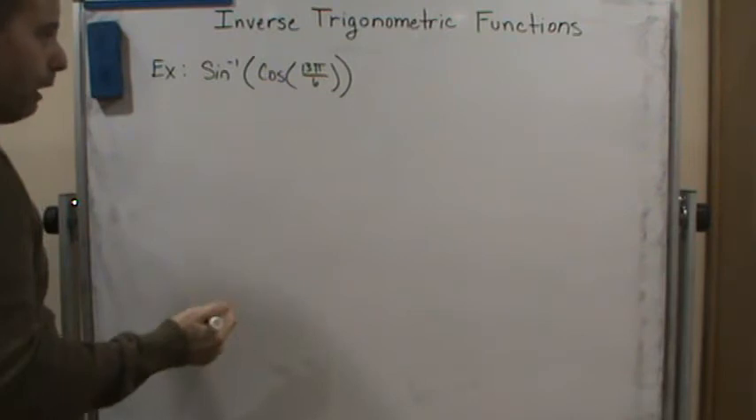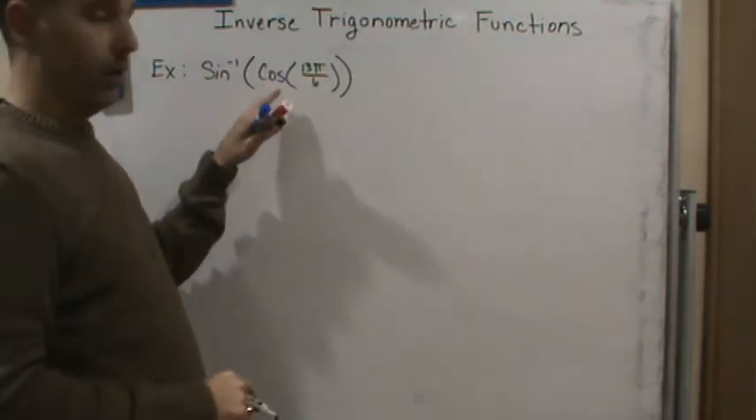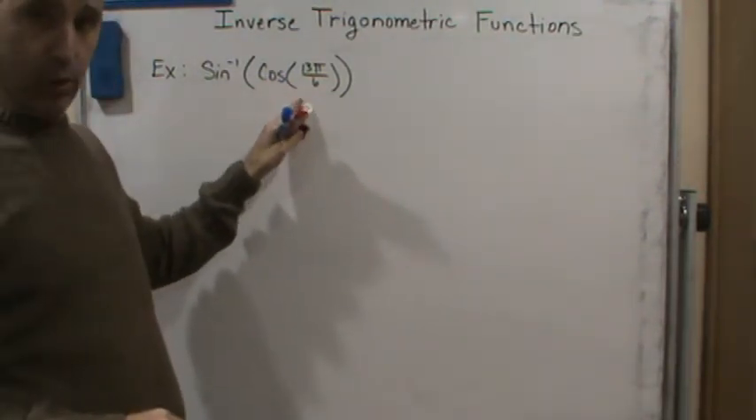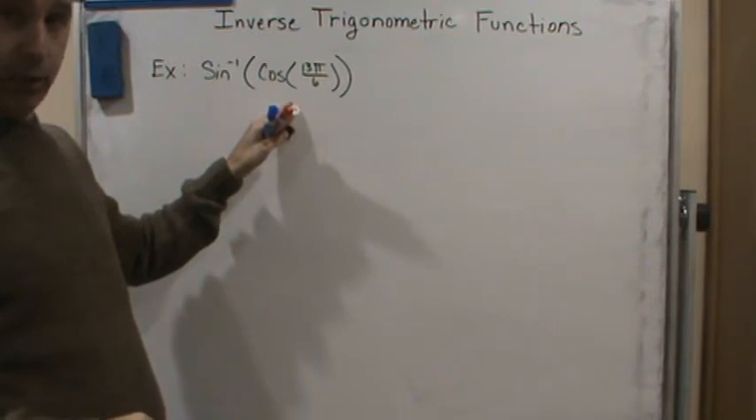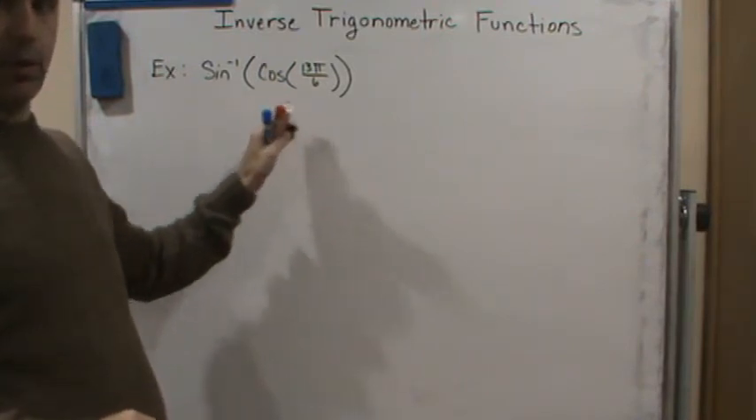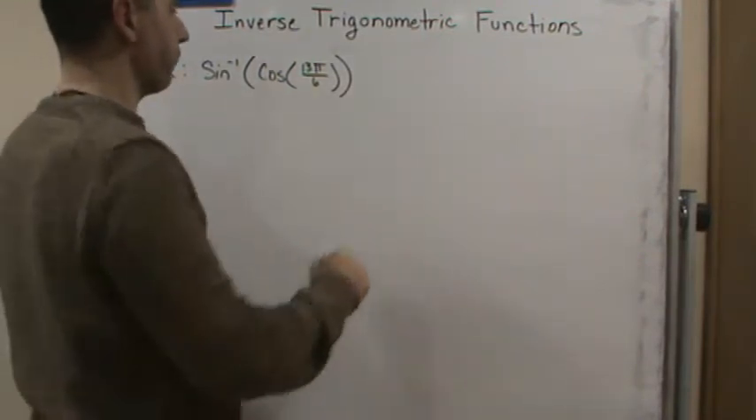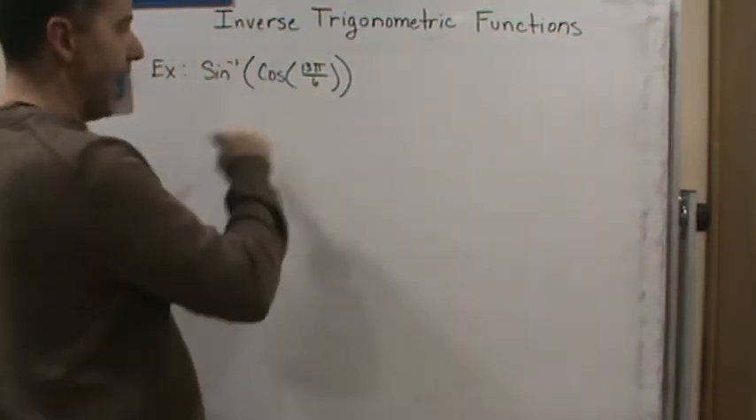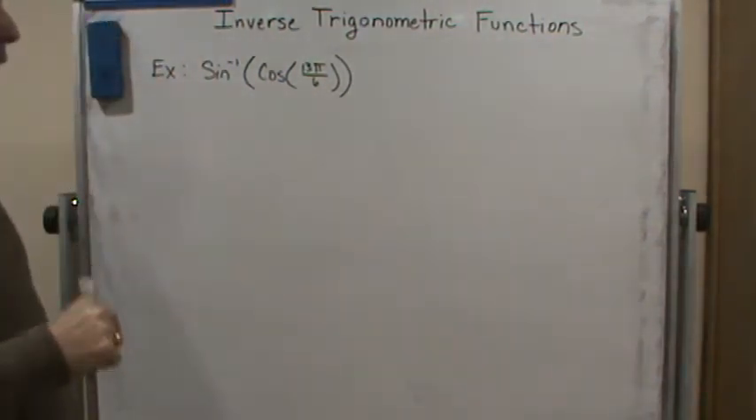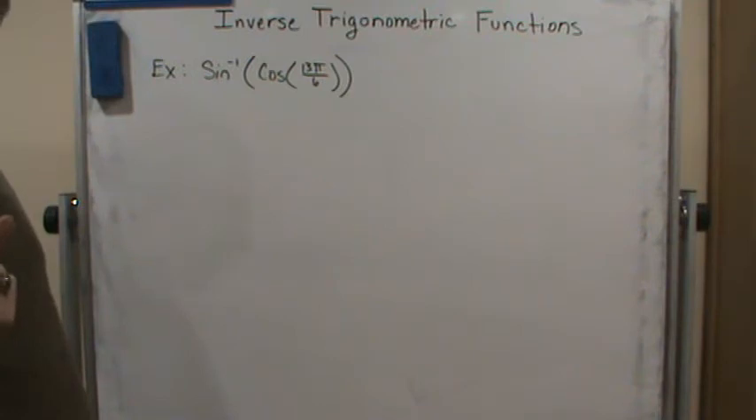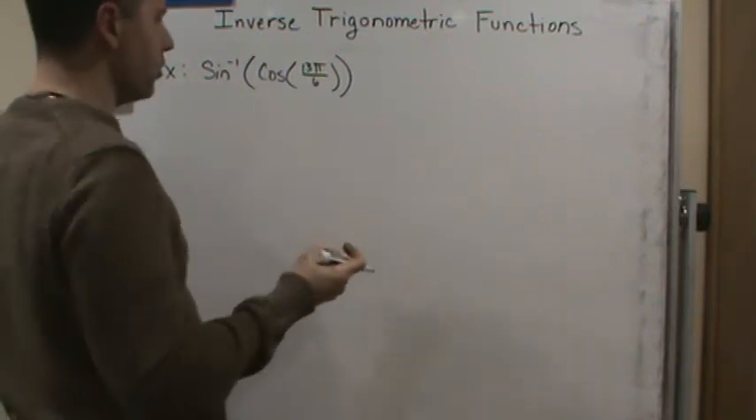over 6. Now, again, remember the restricted interval for cosine. Cosine is restricted to 0 to pi. So this is not in that interval. So I need another angle, right?